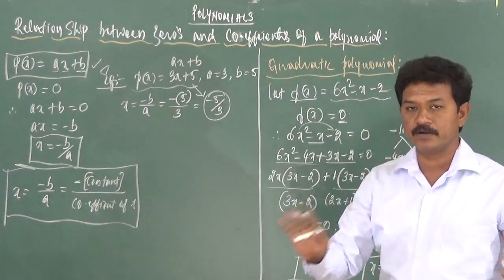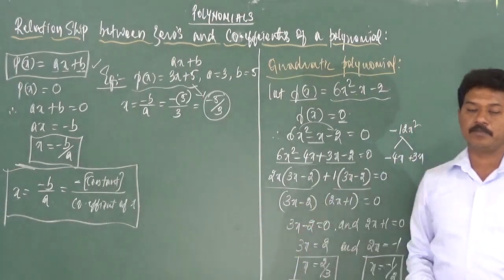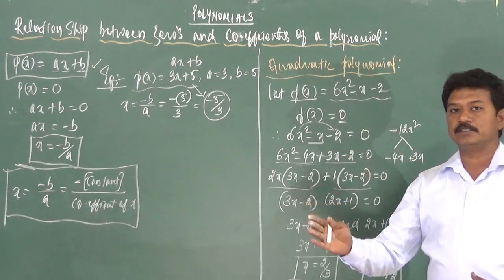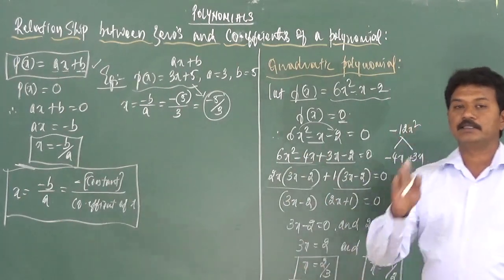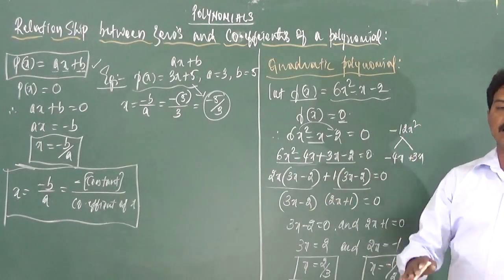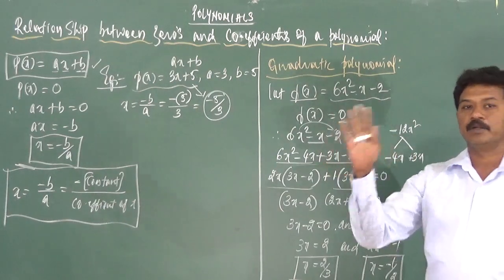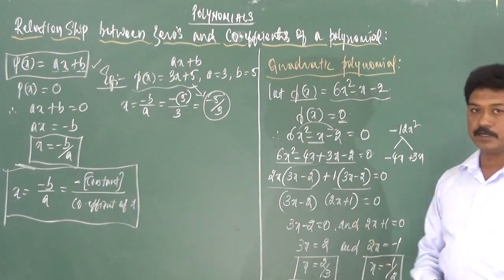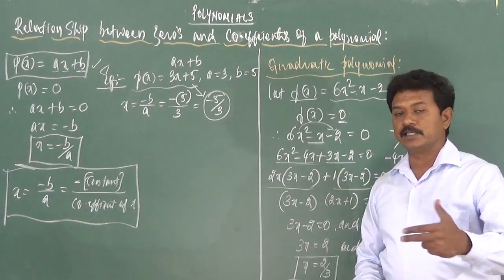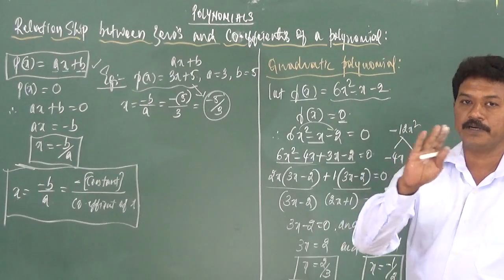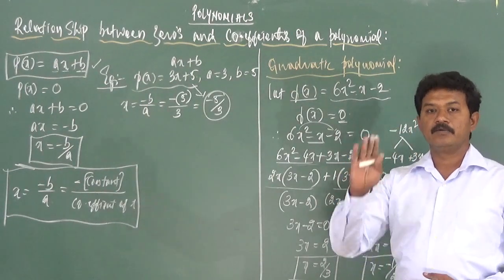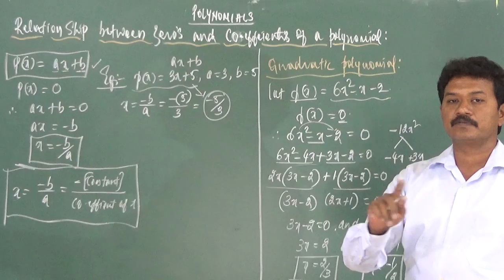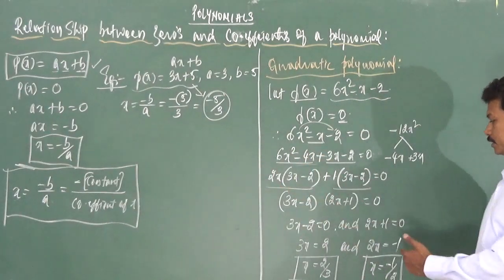we are totally unaware of the two zeros of a given quadratic polynomial. Without knowing the zeros itself, we are going to find out the sum of the zeros of the polynomial and the product of the zeros of the polynomial. So that is the power of the relation between zeros and coefficients of a polynomial. So we will go with that. Once again I will tell you, without finding the zeros of a given quadratic polynomial, we can directly find out the sum of the zeros of the polynomial and the product of the zeros of the polynomial. So let us go with this.